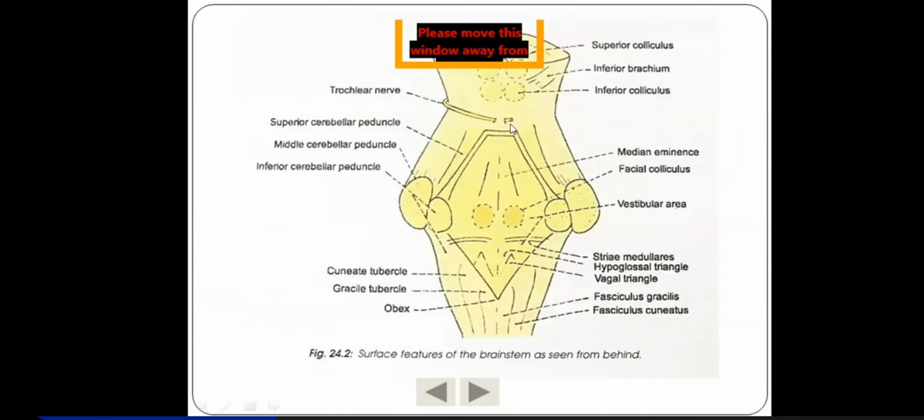This is the upper closed portion of the pons. This is the lower open portion of the pons. This is the upper open portion of the medulla. This is the lower closed portion of the medulla.